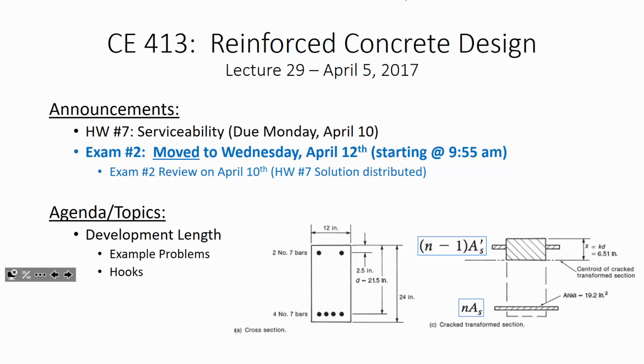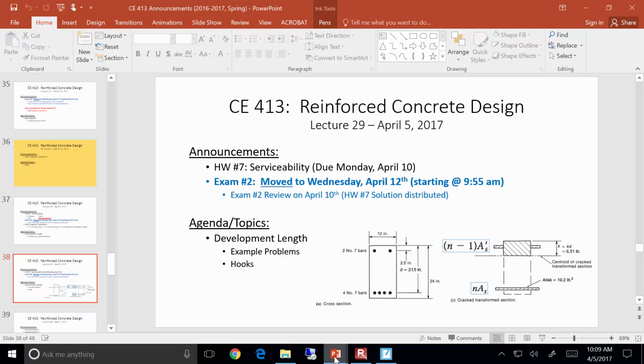So let's get into development length. What I want to do today is do some example problems to illustrate development length. And again, I think you're going to find this is really simple. Okay, so let me start off with this.